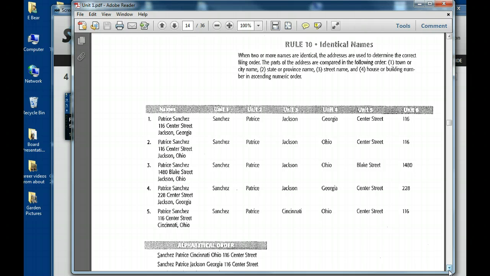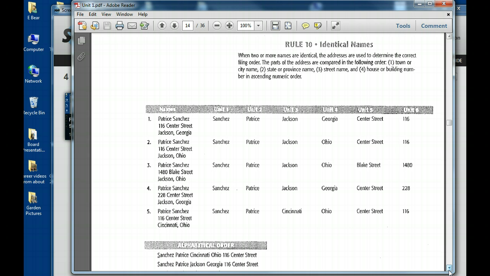If we look at the examples, all of the names are Patrice Sanchez. Because they have identical names, we must then go to look at the addresses. Numbers 1 through 4 are in Jackson, and number 5 is in Cincinnati. Because we know that C comes before J, we know that the first one to be alphabetized will be Sanchez Patrice, Cincinnati, Ohio, 116 Center Street.